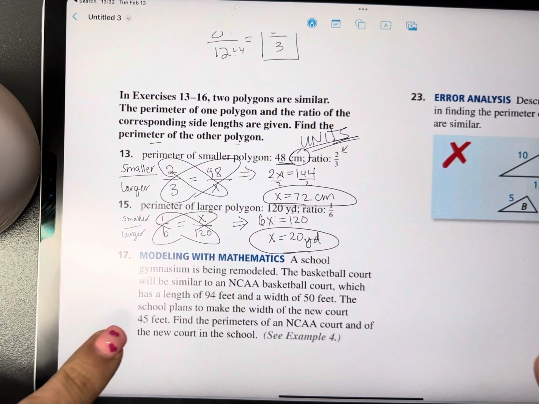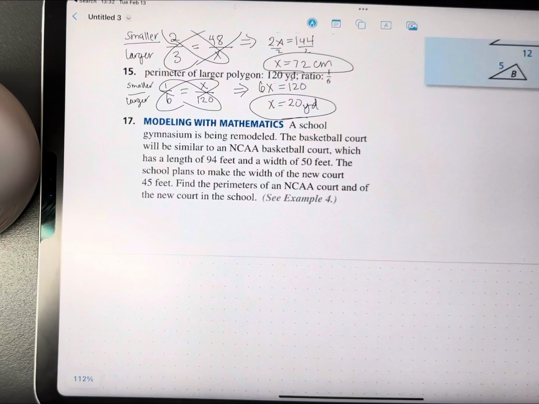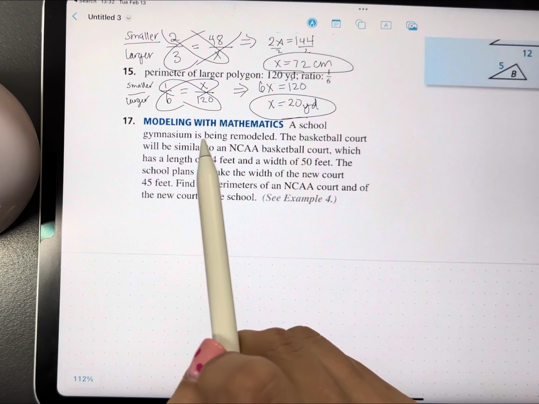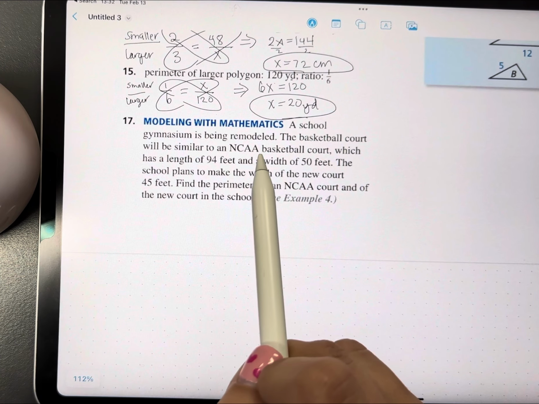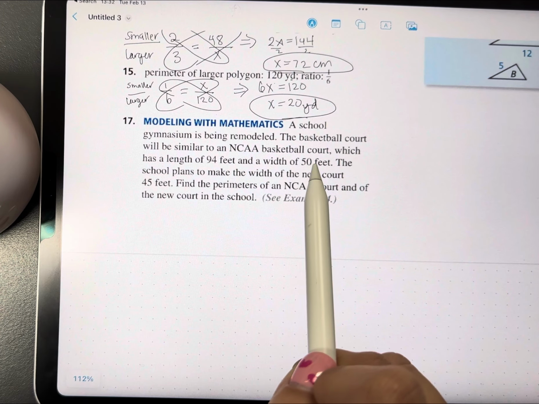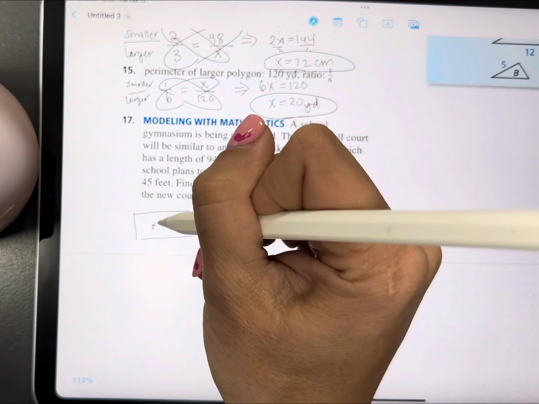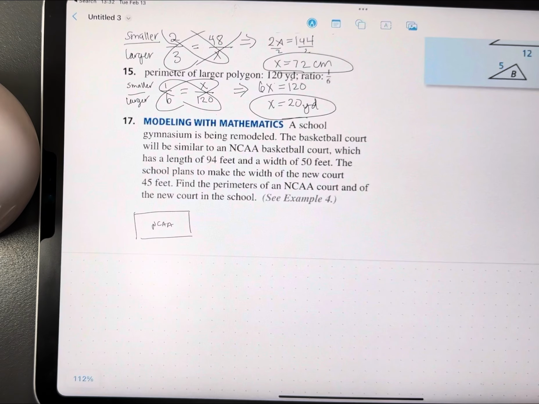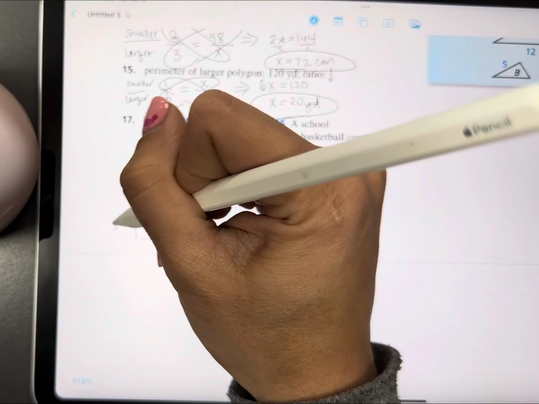Okay. I hope you're finding this stuff easy peasy. It's like a flashback to algebra. A school gymnasium is being remodeled. The basketball court is going to be similar to an NCAA basketball court, which has a length of 94 and a width of 50. So basketball court NCAA is 94 feet by 50 feet.